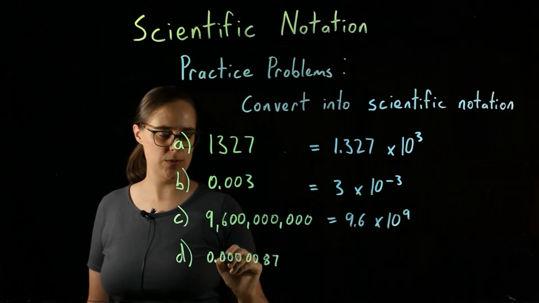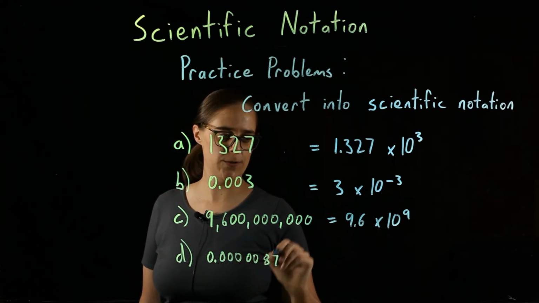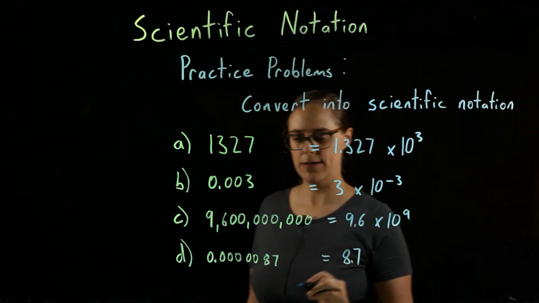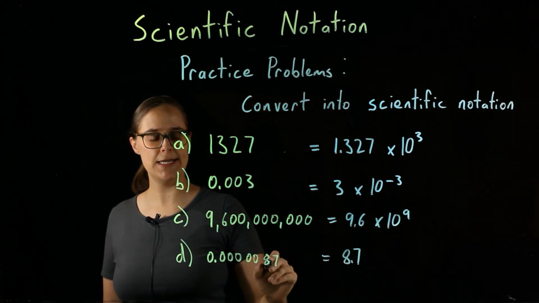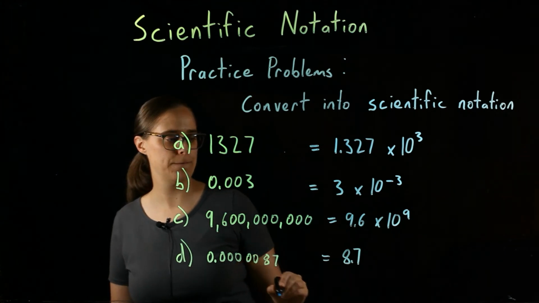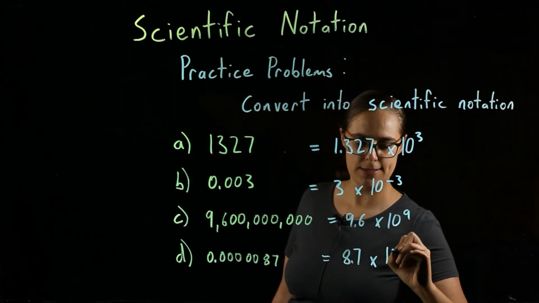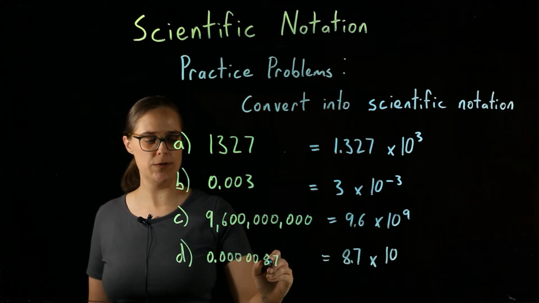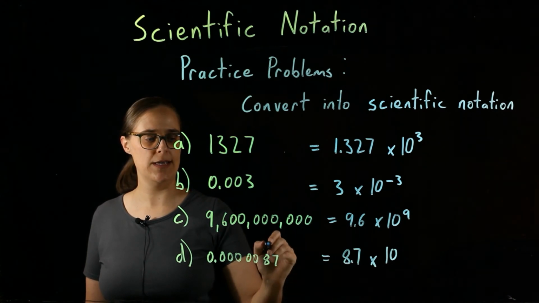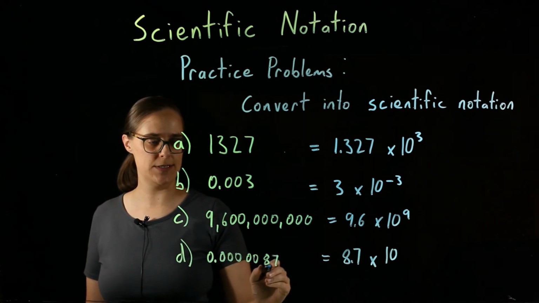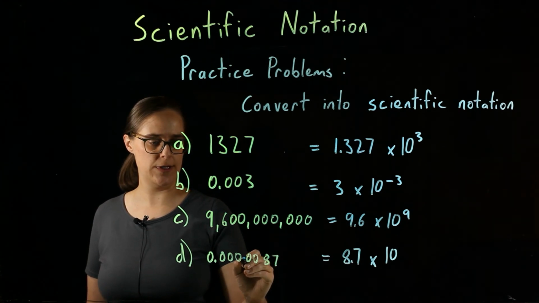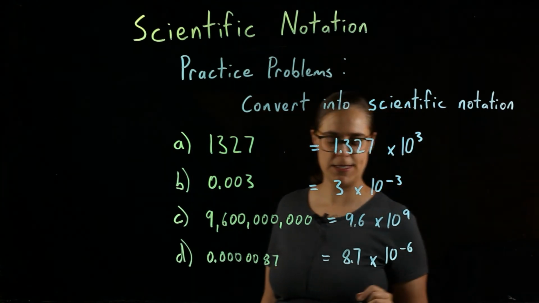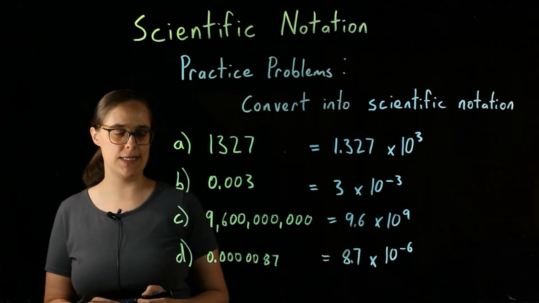Problem D, 0.0000087. My coefficient is going to be 8.7. I would want a decimal point immediately after my first non-zero number. And I need to take this times 10 to some power. So how many places and in what direction do I need to move the decimal point by if it were after the 8 to get it into this place? 1, 2, 3, 4, 5, 6. This is going to be 10 to the minus 6th power. 8.7 times 10 to the minus 6th.